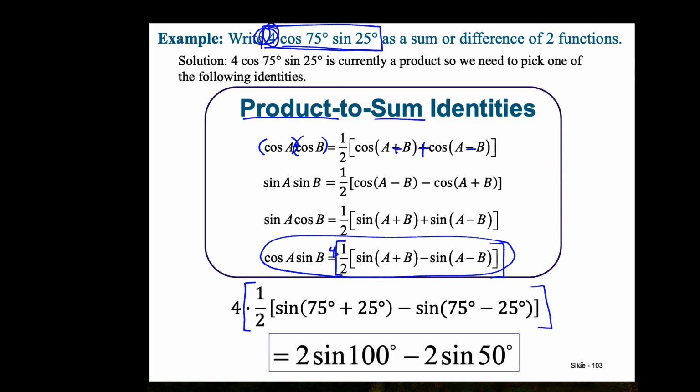And doing some simplification here inside the parentheses, that gives us 100 degrees, and over here we've got 50 degrees. Distributing our 4 gives us 2 sine of 100 degrees minus 2 sine of 50 degrees.